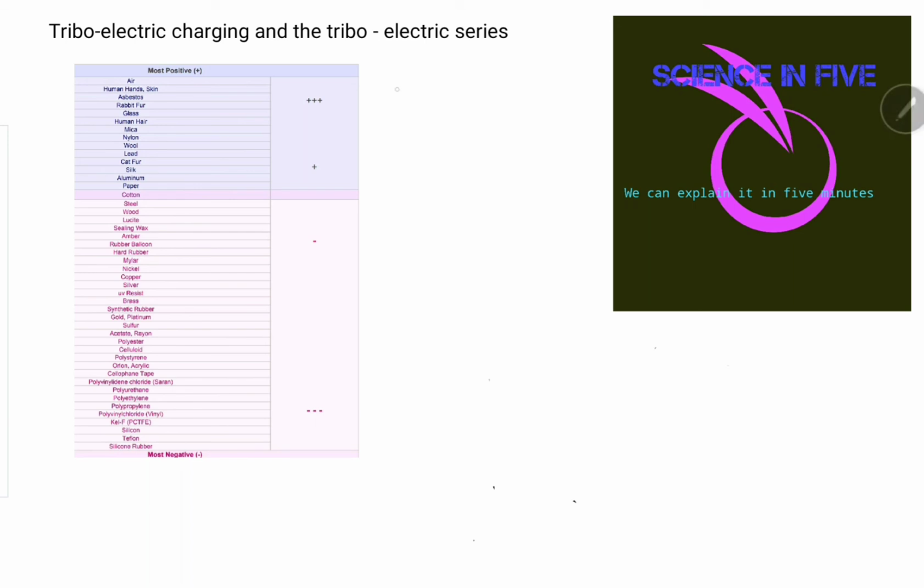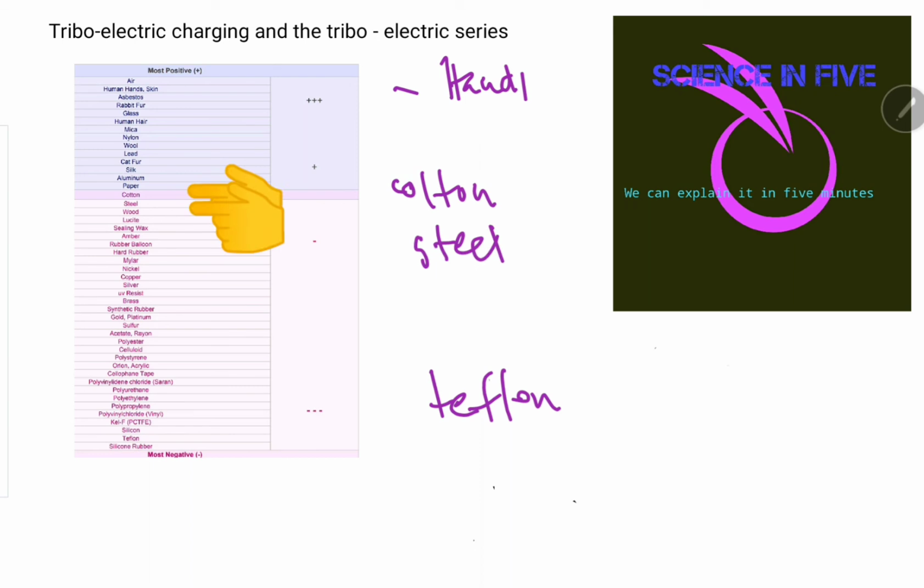For example, if you take human hands and Teflon, there's such a huge difference between these materials on the triboelectric series, so therefore they can easily be charged. But if you take 2 materials that are close to each other, for example cotton and steel, they've got hardly a significant difference in their ability to be charged. So chances are that these materials will not be charged.